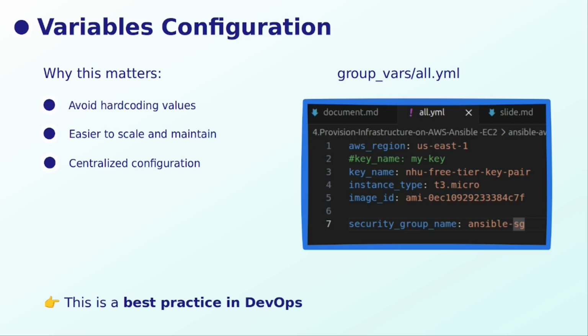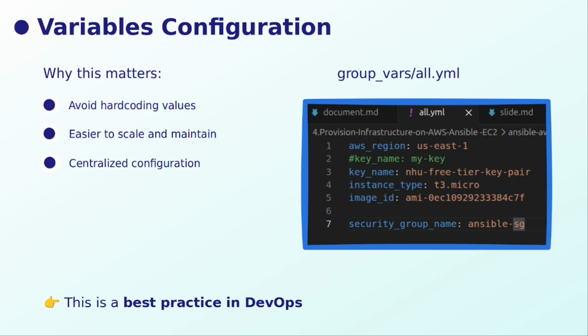Variables configuration. group_vars/all.yaml. In this file, we define reusable variables. For example, AWS region, key pair name, instance type, AMI ID, security group name. Instead of writing these values directly inside the playbook, we centralize them here.